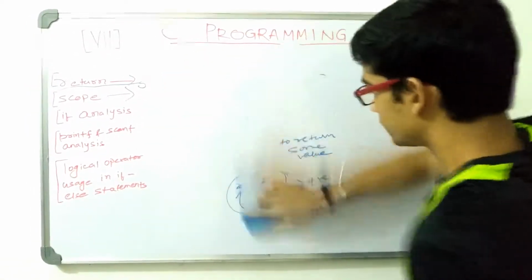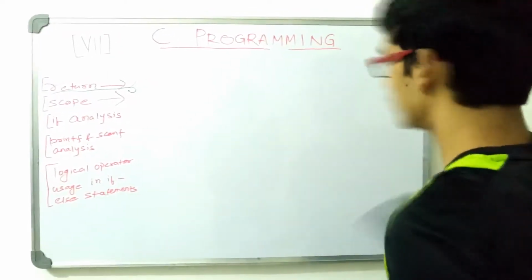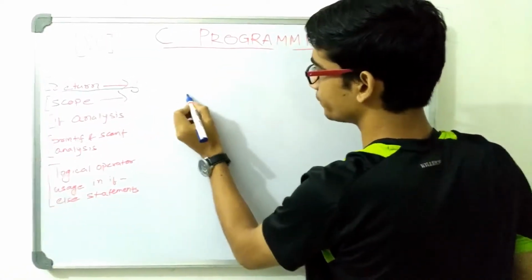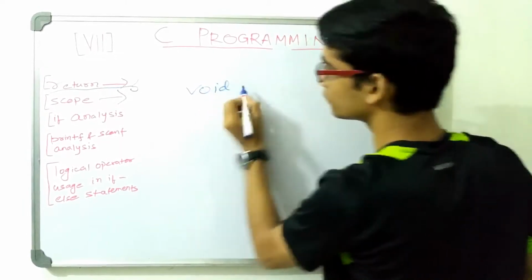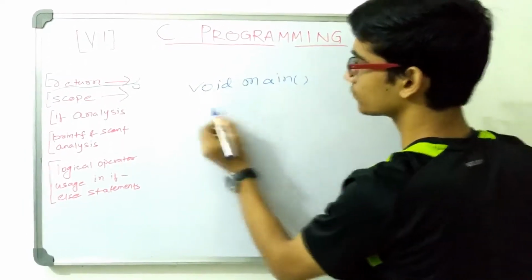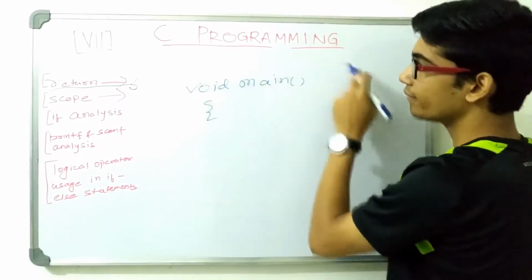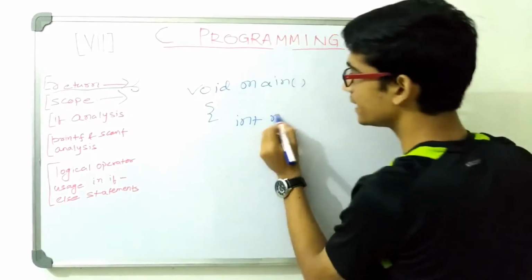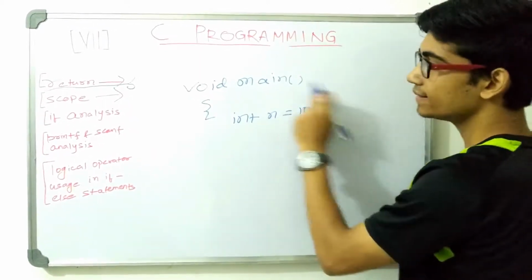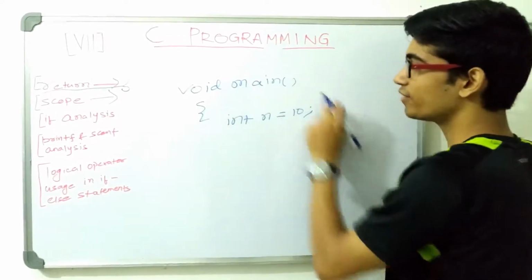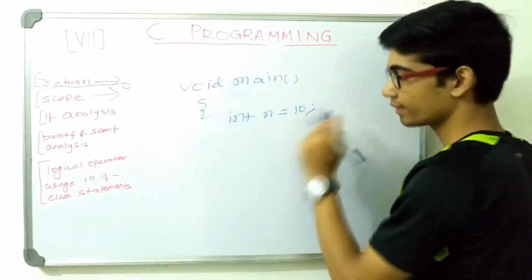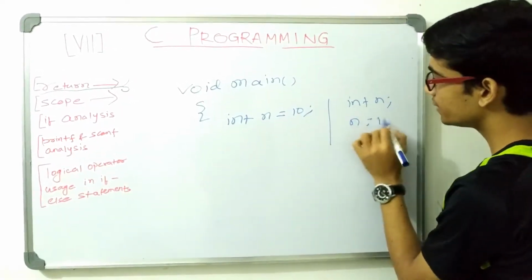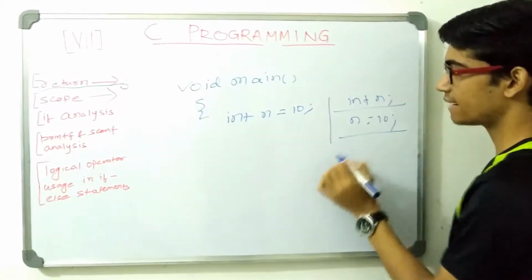Now let us see what scope means. Before telling you about scope, let me write a simple program. I'm not writing those header files, you have to write them for me, and I write int n equal to 10. Mind it, this is not a declaration, this whole thing is called initialization. If we had written int n and then n equal to 10, then int n is the declaration and n equal to 10 is called assignment.